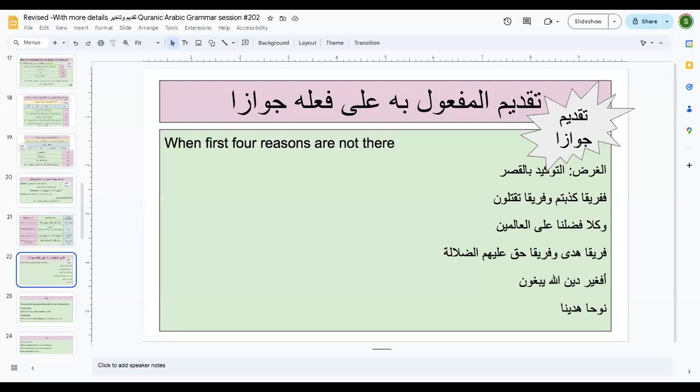You can just say it is done for emphasis, but this taqdeem, is it wajib? Is it wajib in this case to bring your maf'ul bihi before your fail? No, this is a case when taqdeem is jais. Number one, it is jais. The purpose is tawqeed, meaning emphasis, and all the other cases.